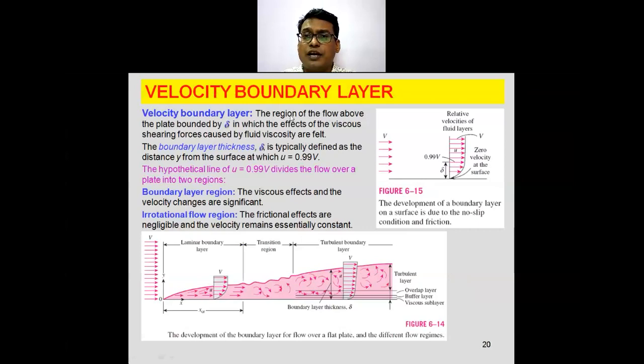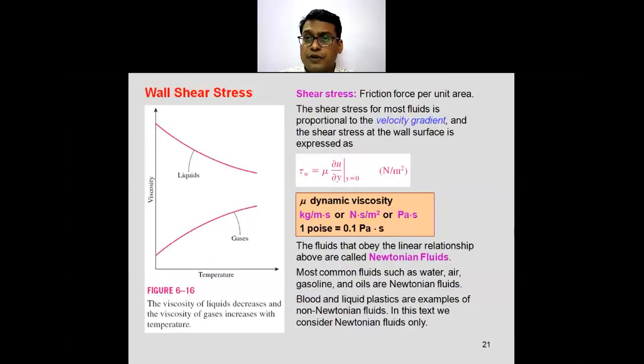So this velocity boundary layer is the region of the flow above the plate boundary up to delta, in which the effects of the viscous shearing forces caused by the fluid viscosity are felt. Then these shear stresses are lower for low-viscosity liquids. So this is tau W equals mu into du upon dy at y equal to 0. Mu is your dynamic viscosity.